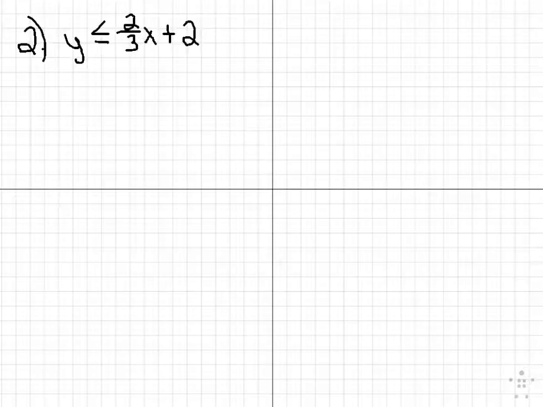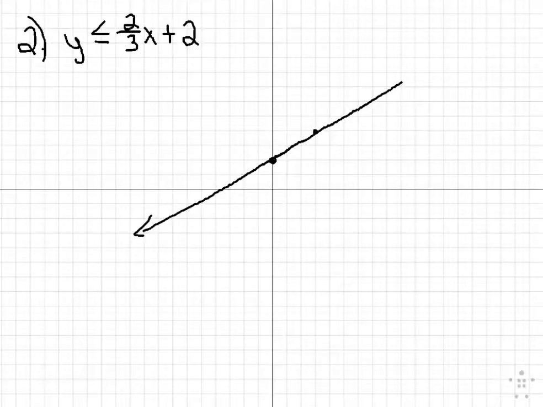So if I want to take a look at this, I say, well, this is in slope-intercept form, so it crosses the y-axis at 2, and then my slope is 2 over 3, so we'll rise 2 and run 3. So up 2 over 3 from there. Now, because this has an equal sign with it, this is a solid line versus a dashed or dotted. That looks something like that.